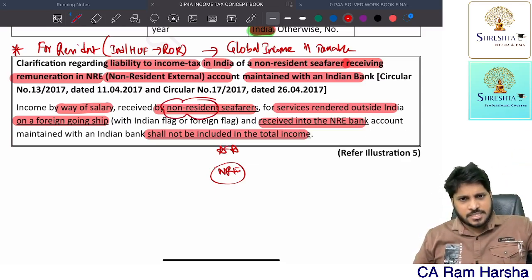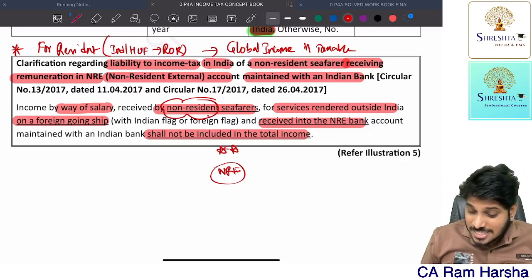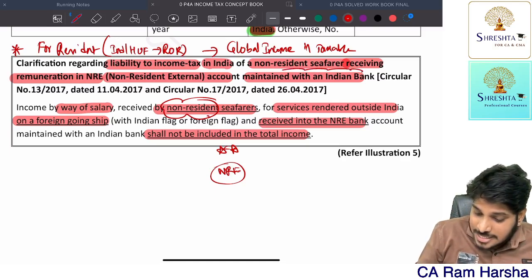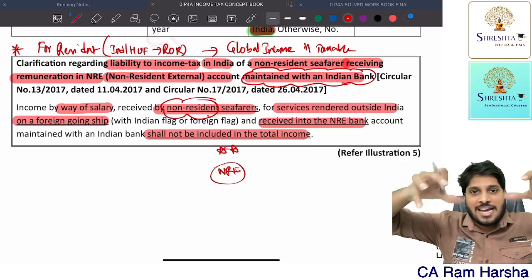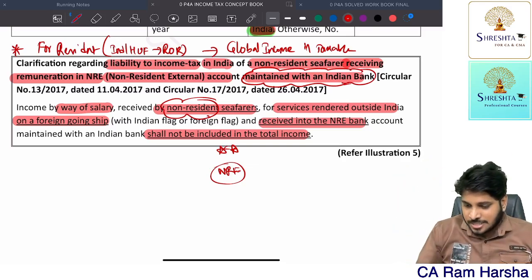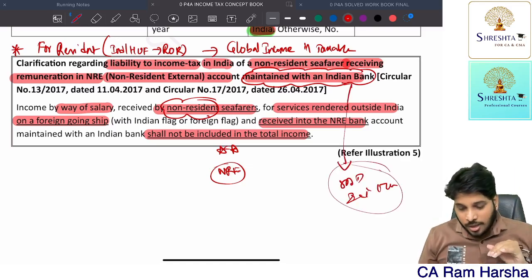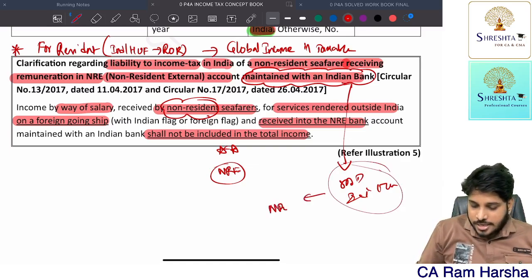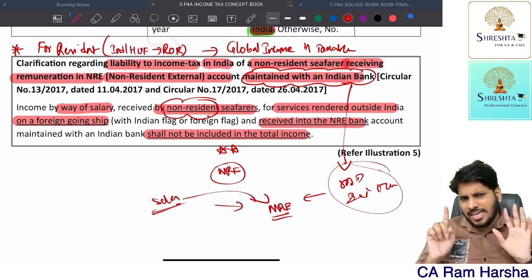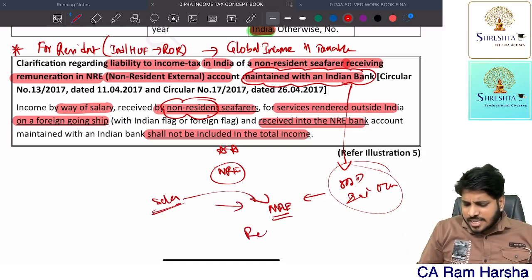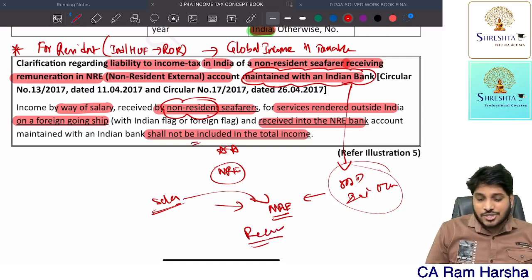Some foreign shipping companies, sir, pay salary to a non-resident. But this non-resident has a bank account with an Indian bank. Indian bank means not the bank name, a bank registered in India. That's what Indian bank means. This Indian bank can be State Bank of India, ICICI Bank, HDFC Bank, all these. With these banks, this non-resident has an account called an NRE account. In this account, his salary from the foreign shipping company is credited. Is this taxable? Do we call it received in India and tax it? No. The circular says it is not taxable.